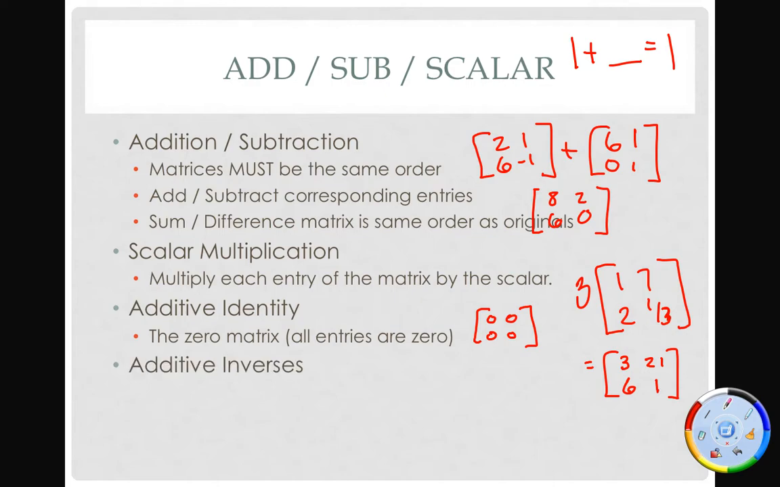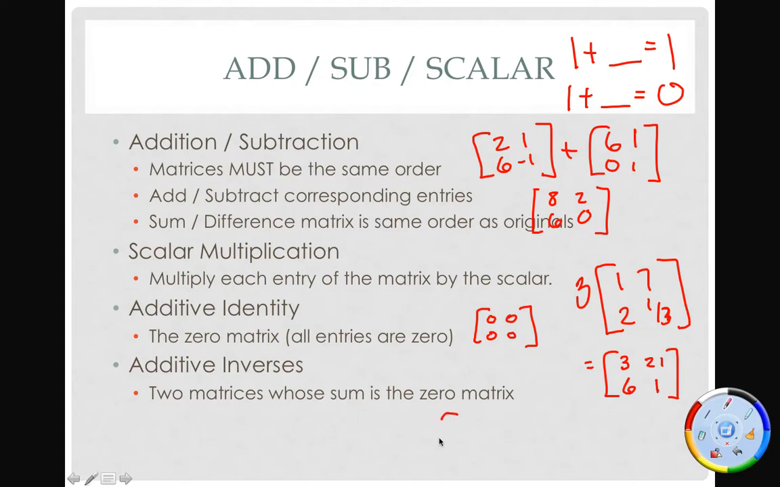Additive inverses are the same as here. If I said 1 plus what equals 0, it's two things that add together to get the additive identity. And it's just going to be the opposite. So it's two matrices whose sum is the zero matrix. So an example would be something like this.